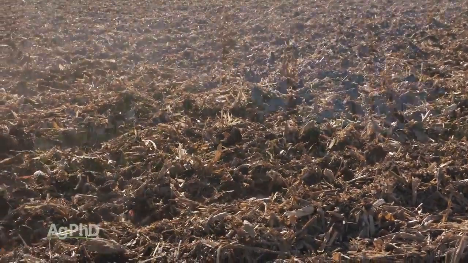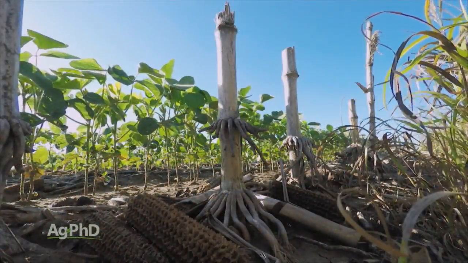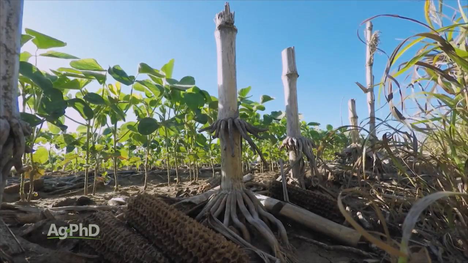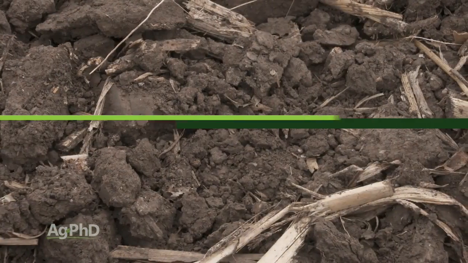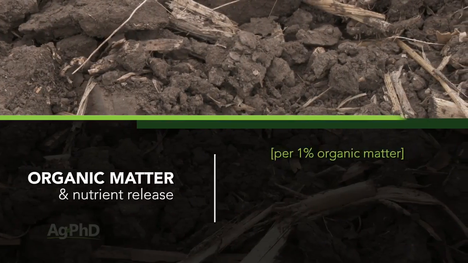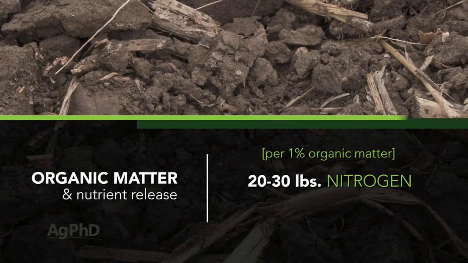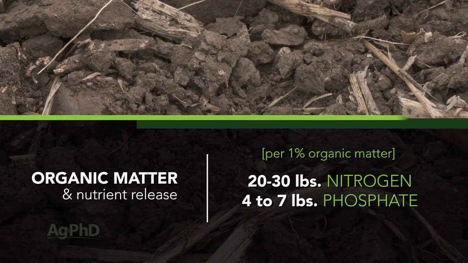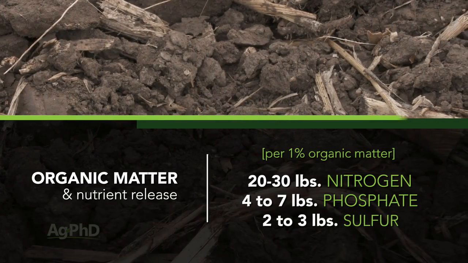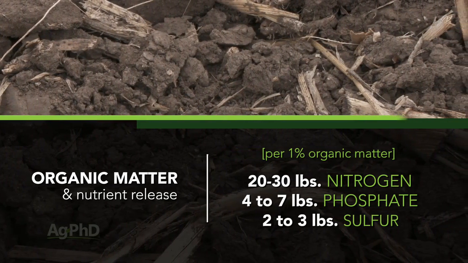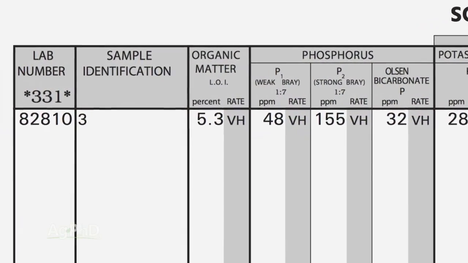Now, the breakdown of soil organic matter just naturally is a good thing because it's going to release nutrients for you. If you just have soil, whether it's tilled or untilled, a lot of times we're talking about the standard release for every 1% of organic matter you have in your soil of roughly 20 to 30 pounds of nitrogen, 4 to 7 pounds of phosphate, and 2 to 3 pounds of sulfur on a lot of Midwestern United States soils. So if you have 5% organic matter, that's huge.